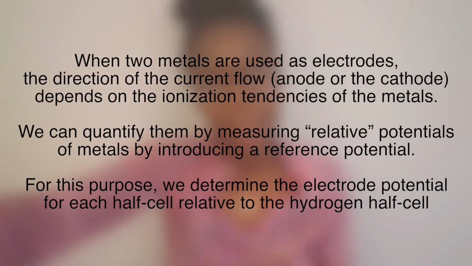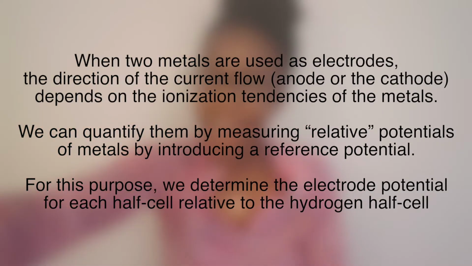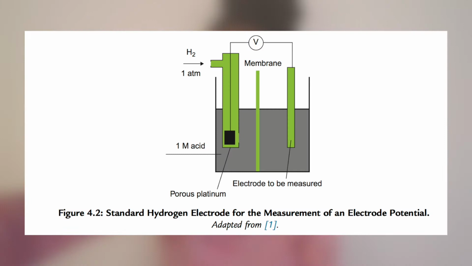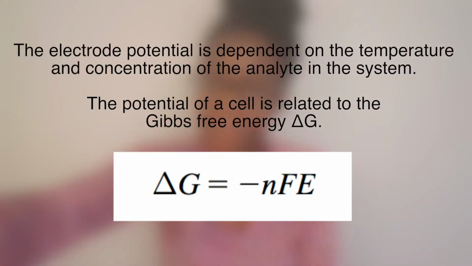Another interesting aspect of electrochemical measurement is determining the electrode potential. And this is determined through finding the direction of the current flow, which also depends on the ionization tendencies of the metals. With that, we can actually measure the relative potential of the metals by introducing a reference potential. And this reference potential could be a standard hydrogen electrode. There are different types of reference electrodes that could be used, such as silver-silver chloride electrode and a saturated calomel electrode.